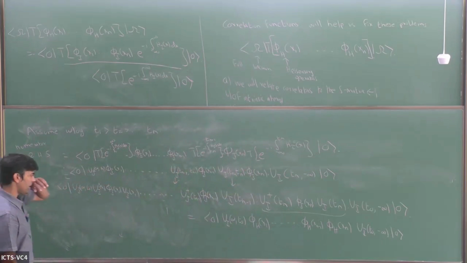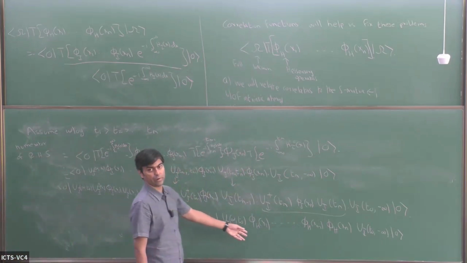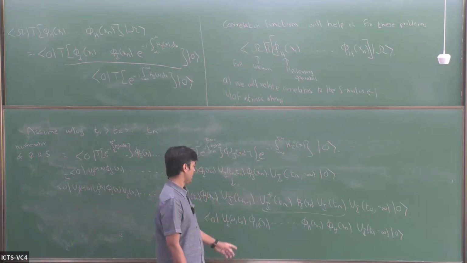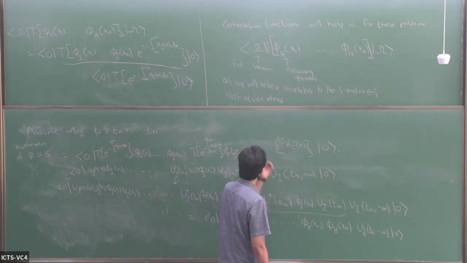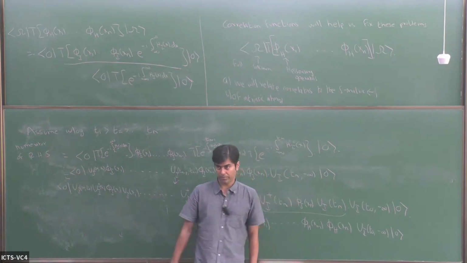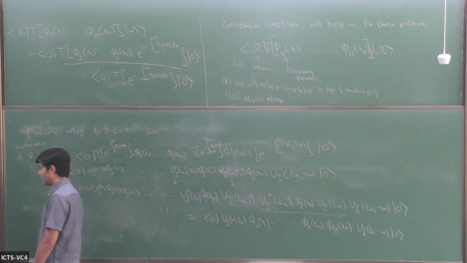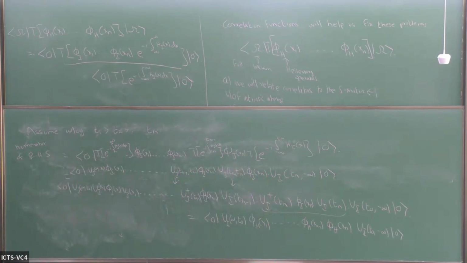There was a time ordering here. This is actually correctly time ordered, except I have these factors on the right hand side, but otherwise you see that the Heisenberg operators that I have above have started to appear. Okay. Is this clear? Okay, good.